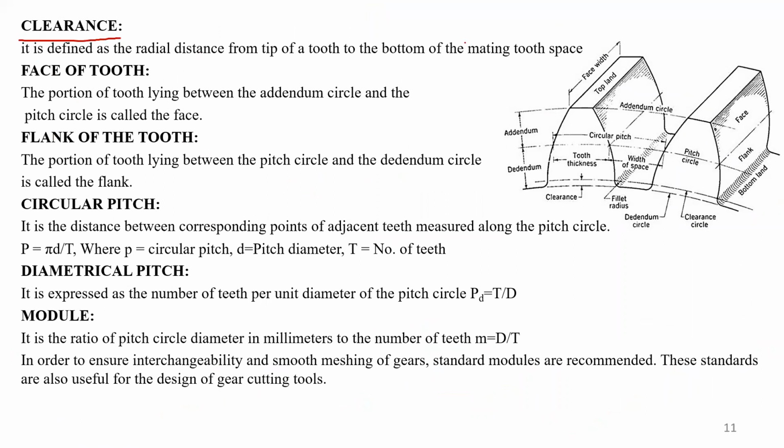When the two gears are in mesh, let us say another gear is in mesh. Here we can find the clearance. It is the radial distance from the tip of the tooth, this is the tip of the one gear tooth, to the bottom of the mating tooth surface. This is the mating tooth surface. So this difference is called the clearance.